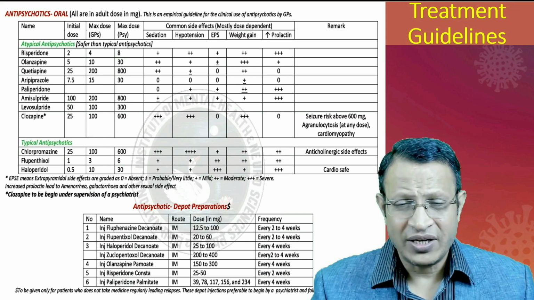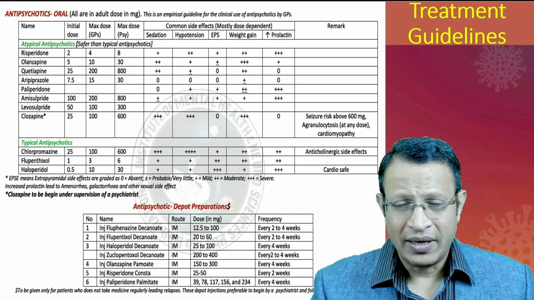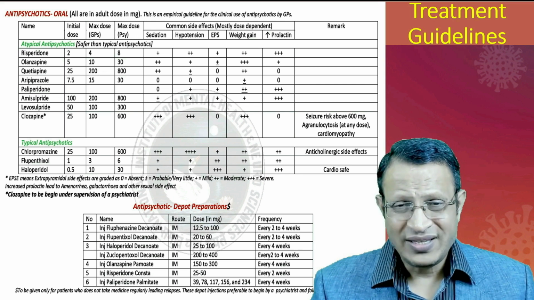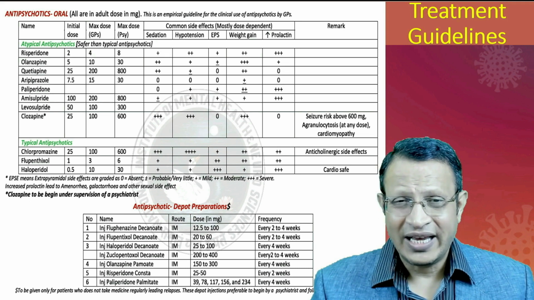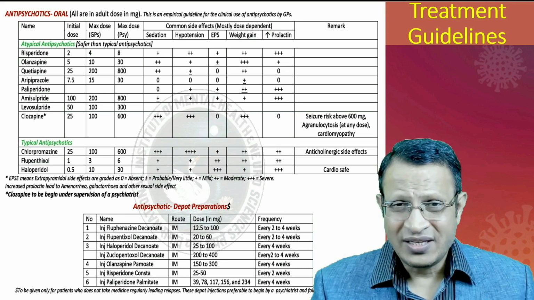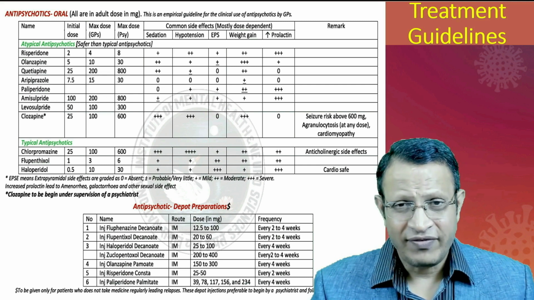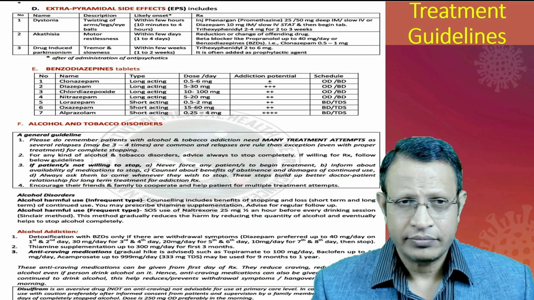Invariably, once this depot preparation is given, it will be there in the blood for 15 days. For example, injection fluphenazine decanoate, if it is given once every 15 days, the patient need not take any oral medication. One injection for 2 weeks is enough to control his symptoms. Hence, my dear friends, injectables should be given only when the patient refuses to take medication.